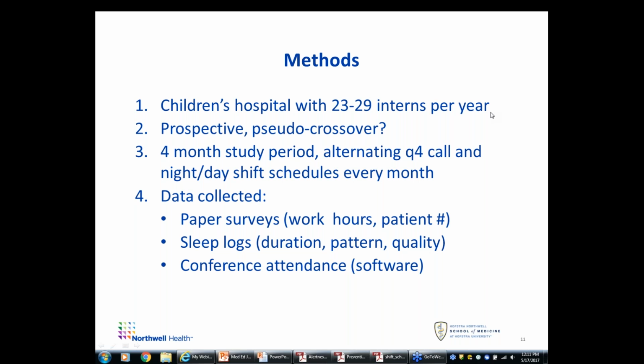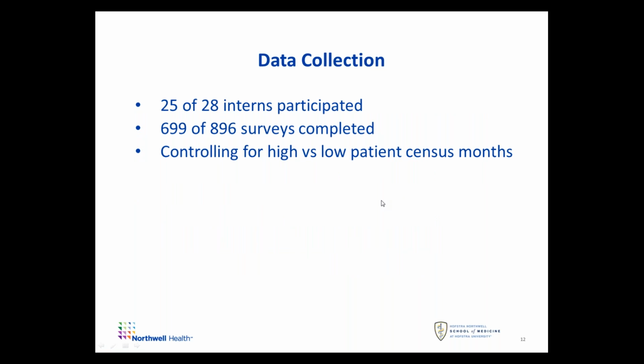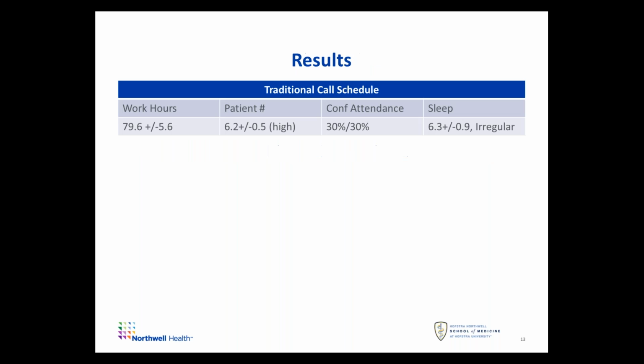The data they collected were paper surveys, so self-reporting of the work hours and the number of patients seen, and sleep logs, again self-reported by the residents. They didn't use any fancy devices here, just whatever the residents put down. And then conference attendance, which was tracked by a software system that they purchased. Almost all the interns participated, so they got a very high participation rate. They were also controlling for whether they were at high versus low census months, since you might think it would differ depending on how busy the service is.